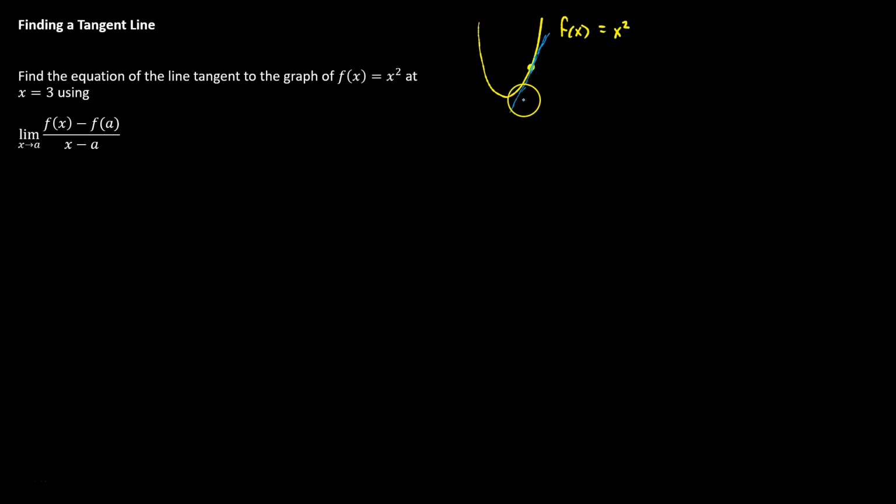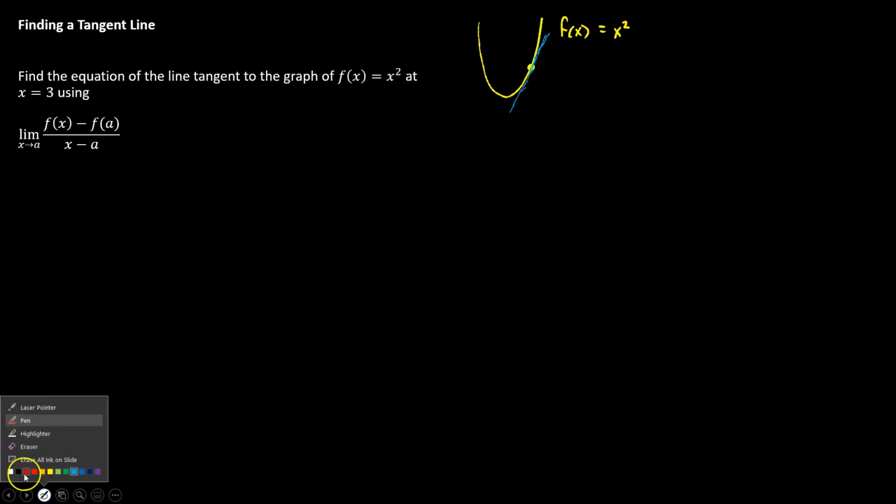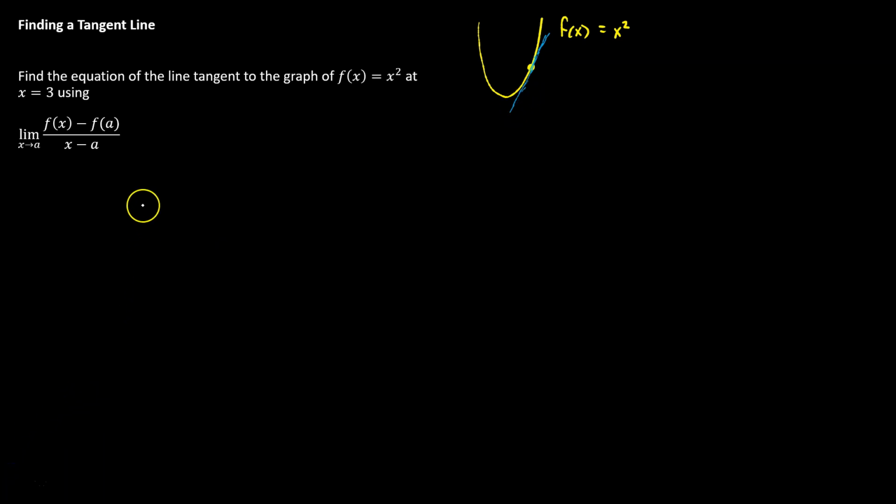So we're trying to find the equation of that blue line. That's the goal. To do that, we probably need to remember exactly how to find the equation of a line. Two formulas come to mind: slope-intercept and point-slope.